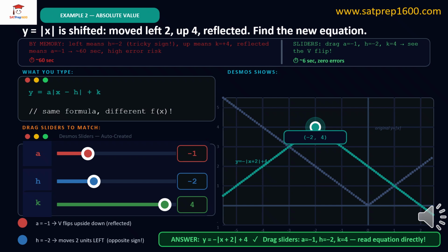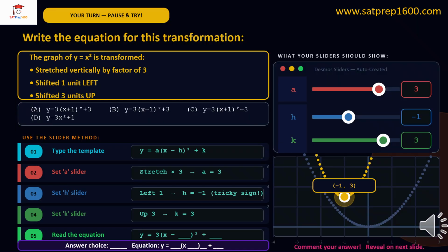With sliders, type y equals a times absolute value of (x minus h) plus k. Same template, just swap the function. Drag a to negative 1. The V flips upside down. Drag h to negative 2. Moves 2 units left. Drag k to 4, up 4. Vertex is now at (negative 2, 4). Read the equation: y equals negative absolute value of (x plus 2) plus 4. 6 seconds. 0 errors. Now you try.